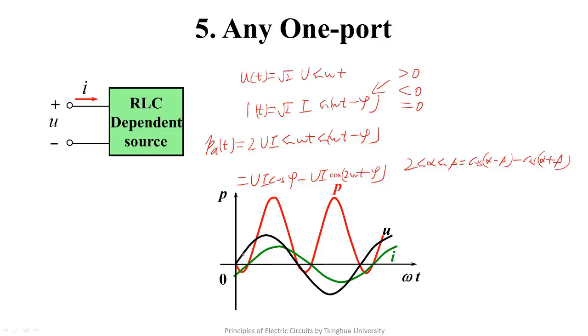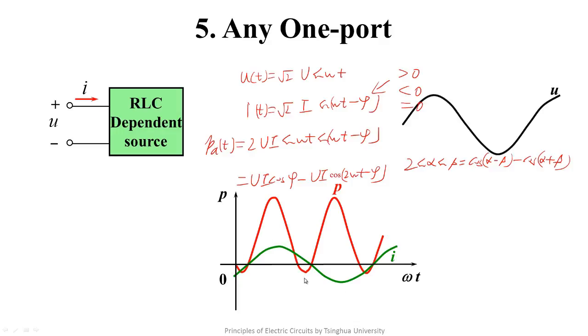Look, the power is negative when the voltage is positive and the current is negative. The power is positive when both are positive. And the power is negative when one is positive and the other one is negative. And the power is also positive when both are negative.